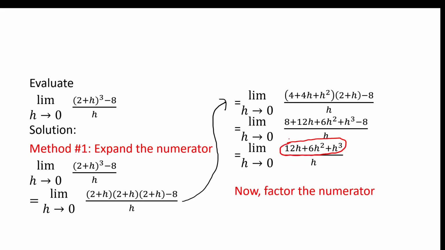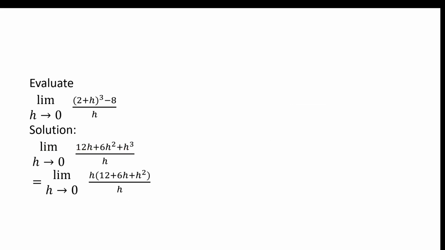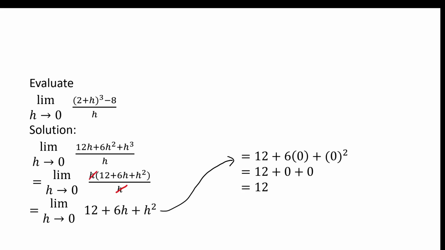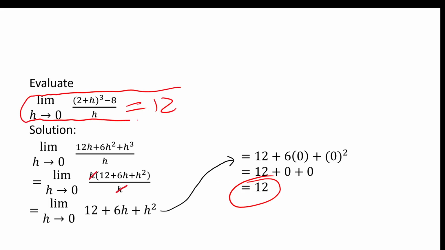Okay. Now, we still have 0 over 0 if we sub in an h value of 0, but now we can factor. This is what we had on the last page, that line right there. Factor out an h from the numerator, and we'll be able to cross it out with the h in the denominator. And when we plug in an h value of 0, we get an answer of 12. So what we can say is the limit as h goes to 0 of (2 plus h) cubed minus 8 over h is equal to 12.